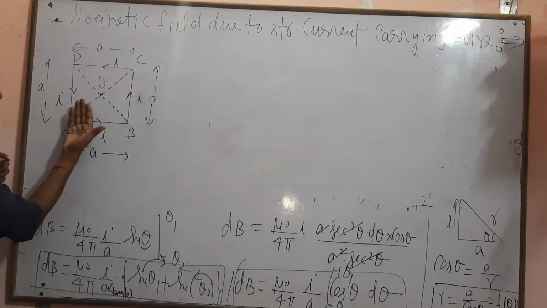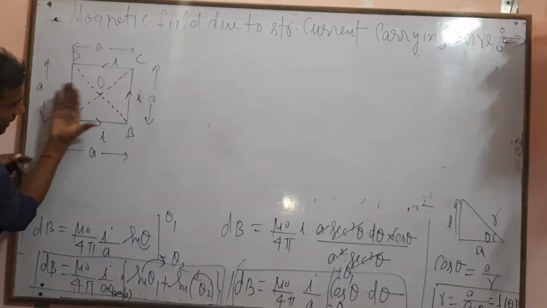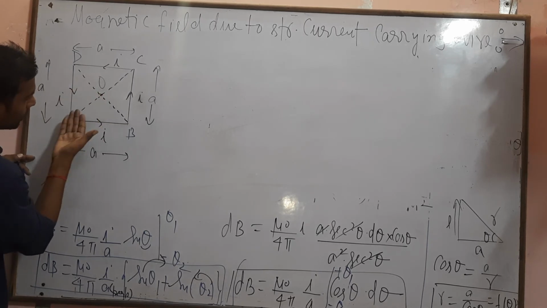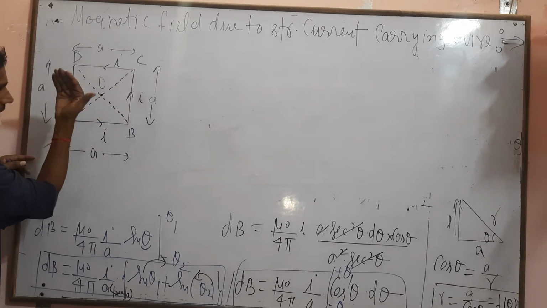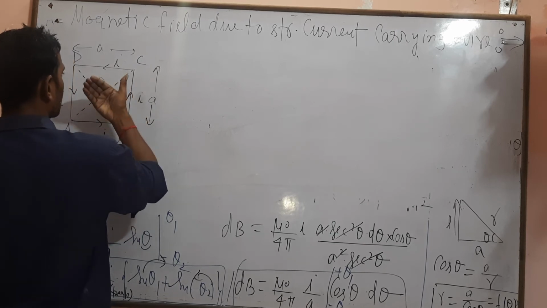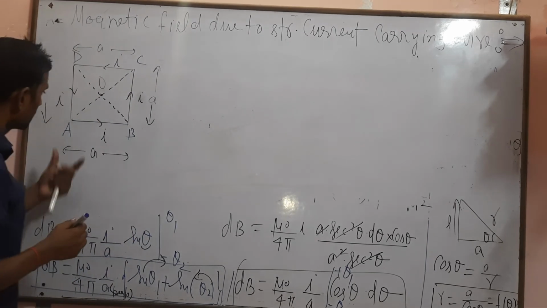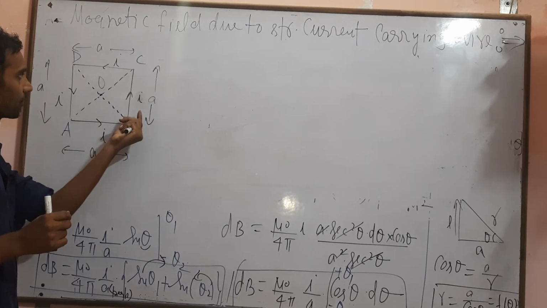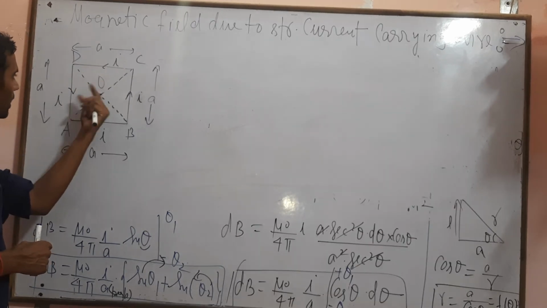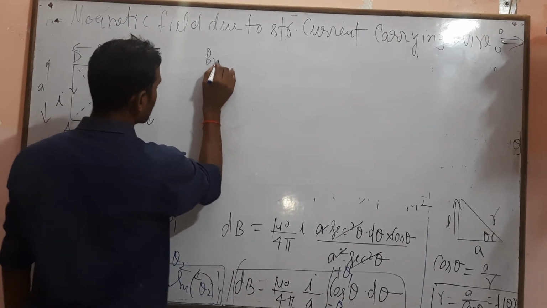We know that this is the current I, and we have to find the magnetic field at point O. The current I will be along the thumb. We need the magnetic field at point O due to AB, which will be vertically upward, and the same due to BC. Current I upward implies the magnetic field due to AB will be upward, due to BC upward, due to DC upward, and due to DA upward.